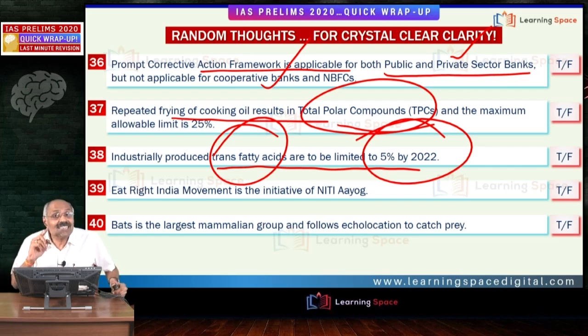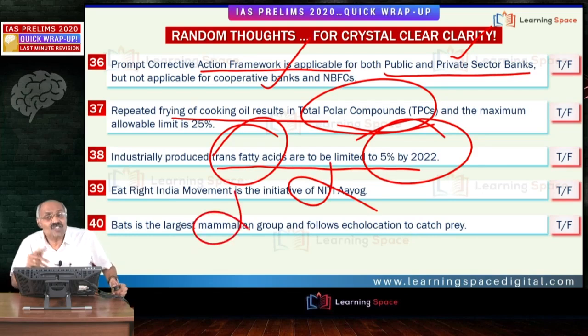Friends, the Eat Right India movement got global acclaim, and the World Bank recognized it as one of the most important programs from the Indian perspective. This is the initiative of FSSAI, the food regulator. Right? So please correct this statement.